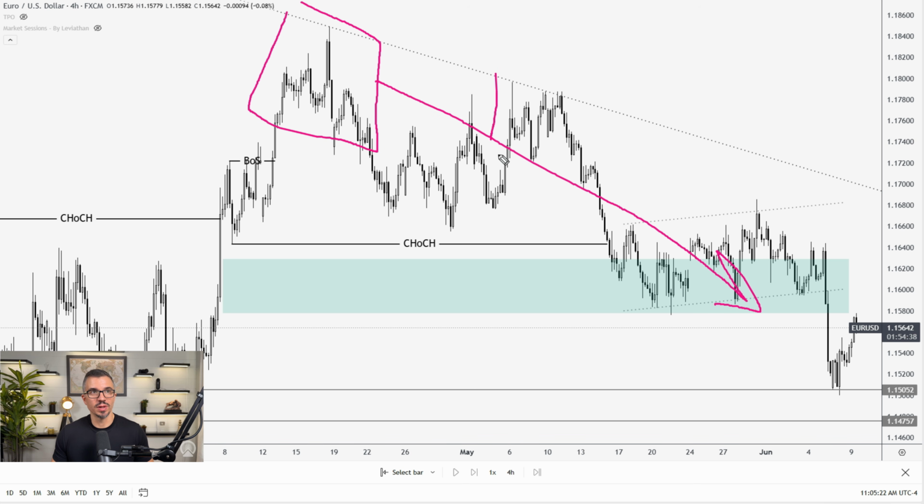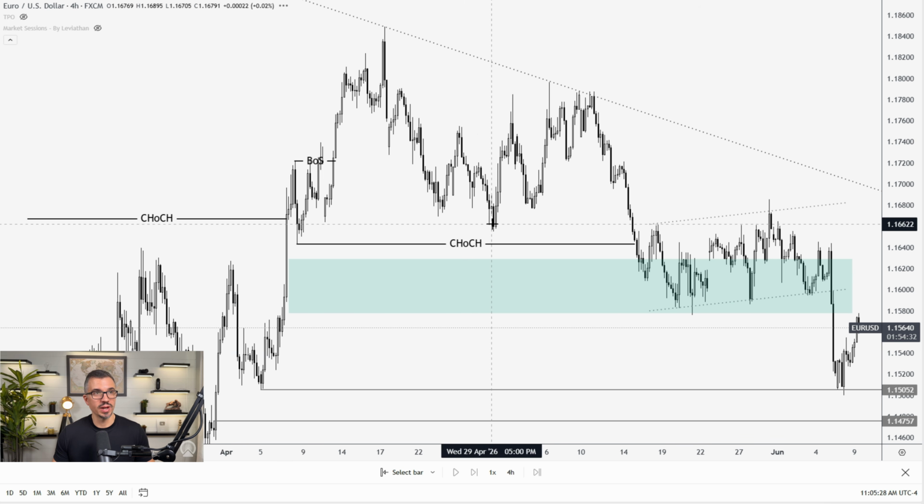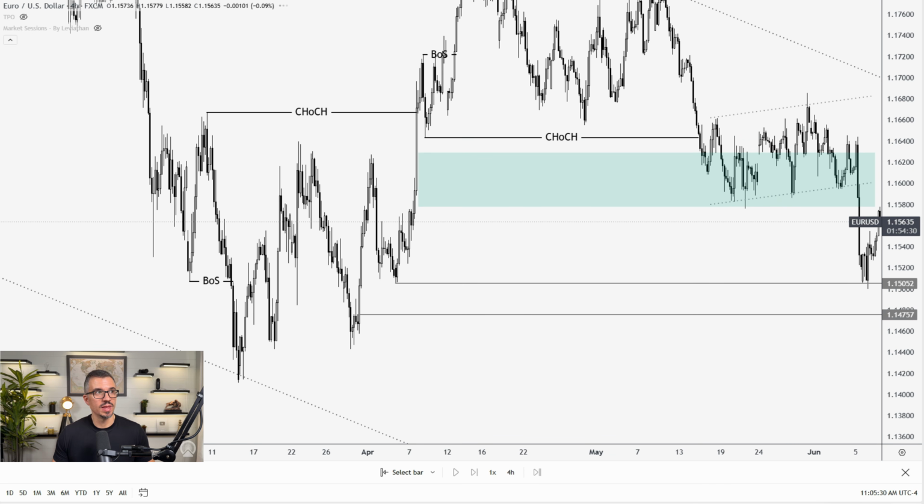And the same thing through here. There was even an internal change of character through here as well. But the point is that the target here, in both cases, was this area down here, because that was that inefficiency on the daily that we just looked at. Okay, so knowing that, again, market ping-pongs back and forth between these areas, they act as magnets, use them to both look for entries in the market and also exits.